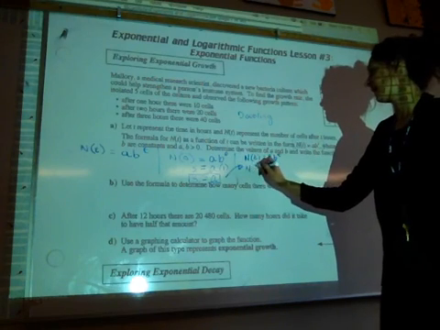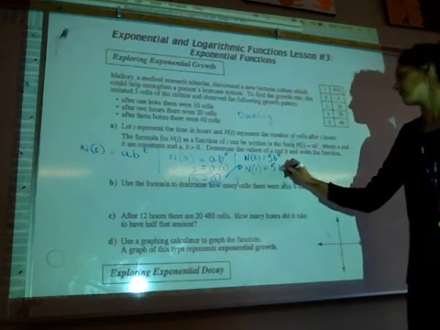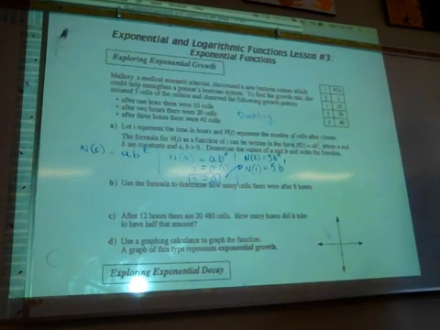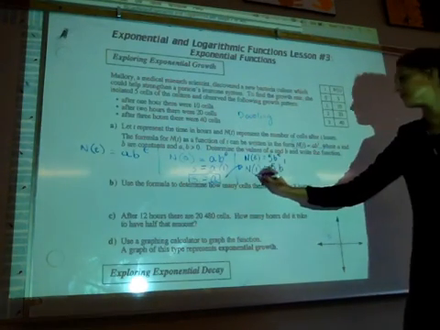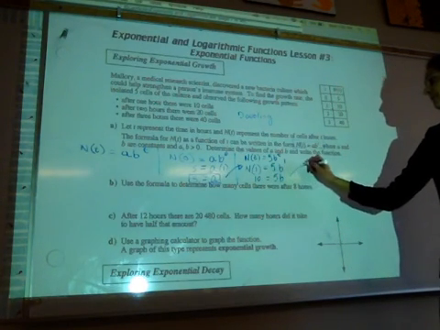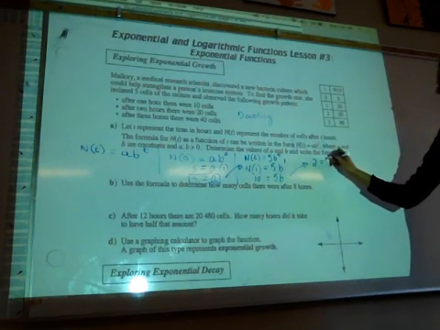So when we have t equals 1, we have 5 times b to the power of 1. But what is n at 1? Okay, what's n at 1? 10. Okay, that's 10. So 10 equals 5 times b. And if we divide by 5, we get b equals 2.